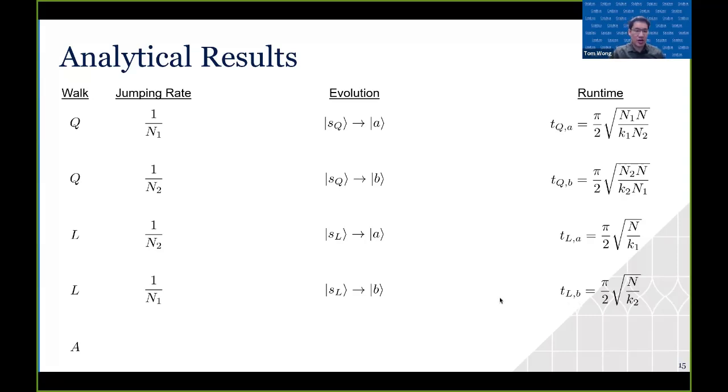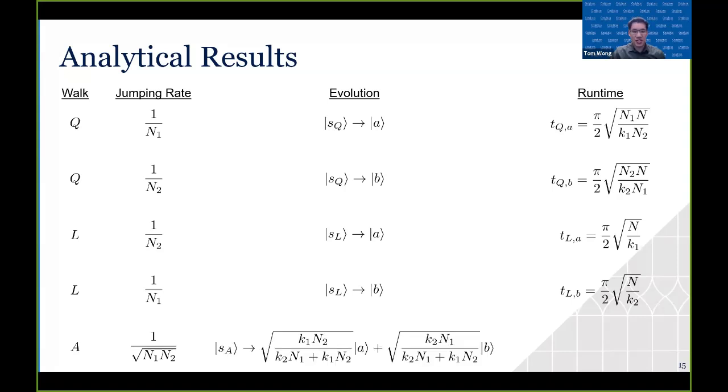For this adjacency quantum walk, it's actually different from both of these in that it only has one critical jumping rate, which should be 1 over the square root of n1 n2. So there's only one value of gamma that causes the success probability to reach 1. And it evolves from its principal eigenvector to a combination of the marked vertices in the left and right sets, and so we get this particular combination. The amount of time it takes is different from all the other ones as well. The runtime looks like that, and we'll call that TA.